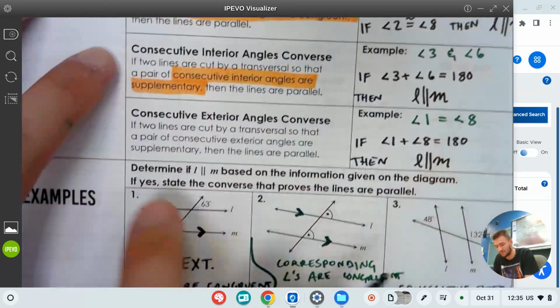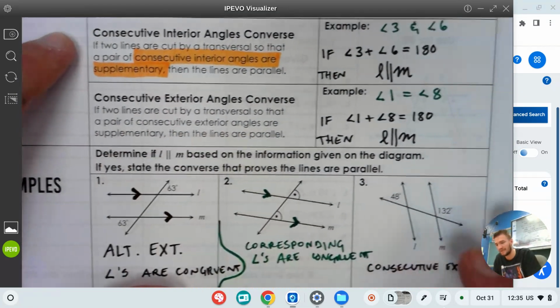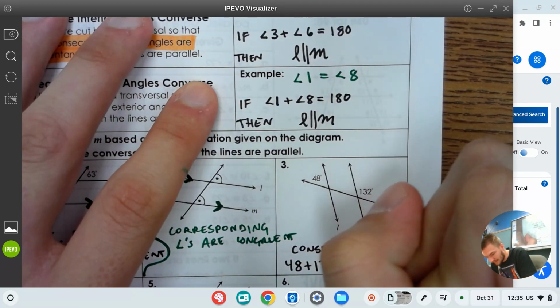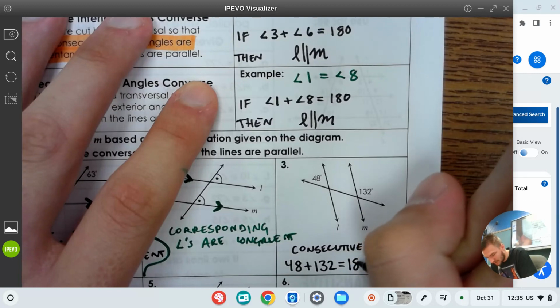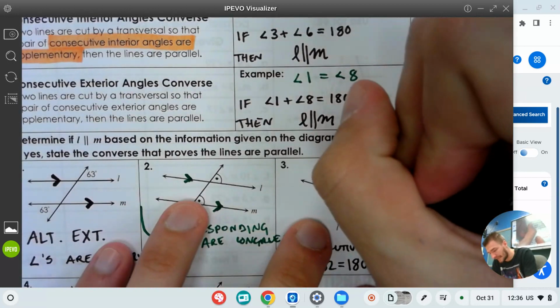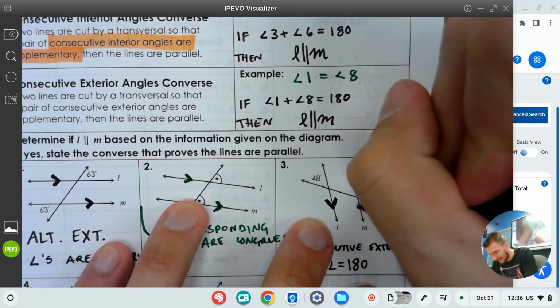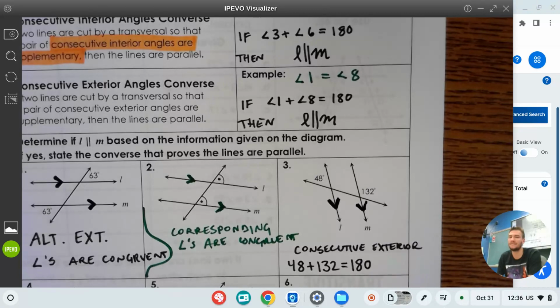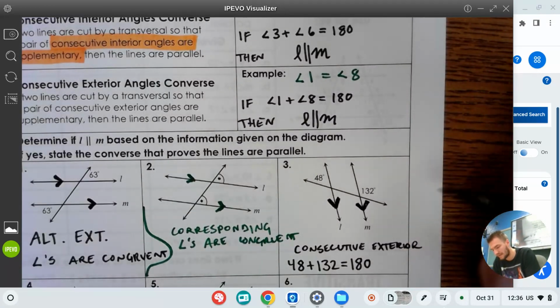And these consecutive exterior angles are supposed to be supplementary. So, if we have 48 plus 132 equals 180, is that the case? Is 48 plus 132 180? I think it works. And so, yes, we can guarantee that these are parallel lines. Because they're consecutive exteriors, because they add up to 180, we can guarantee that they should be parallel.